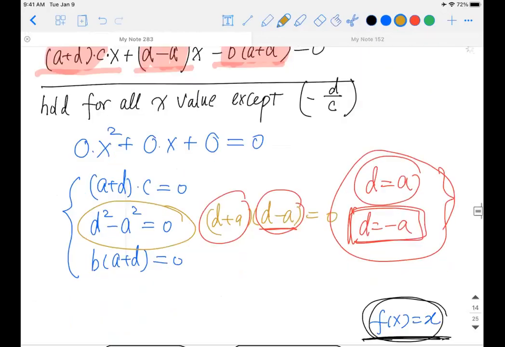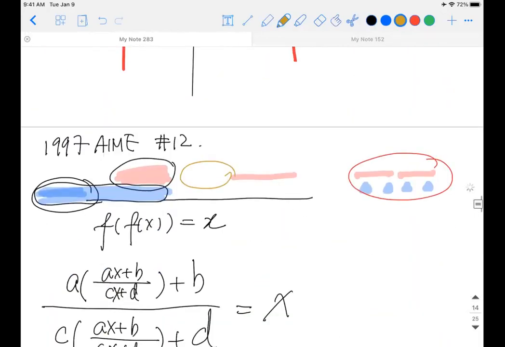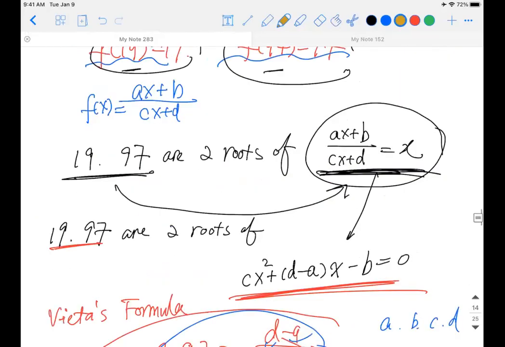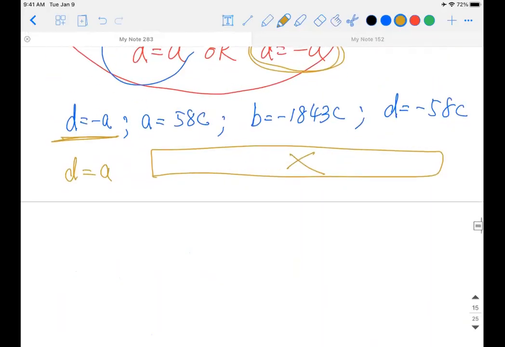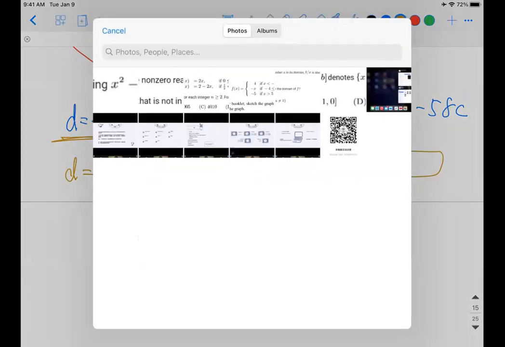Oh, oops, where's the problem? Okay, so the problem is here. Let me just try to give you the problem. For some reason, the problem is gone. Oops.